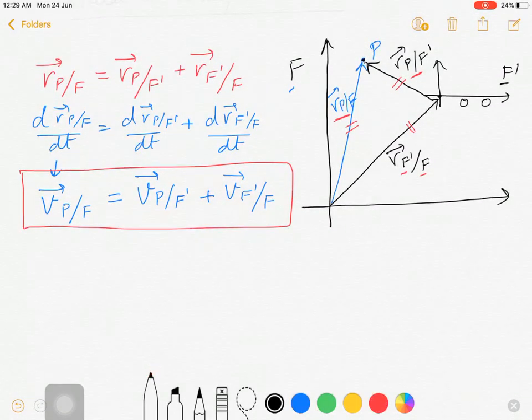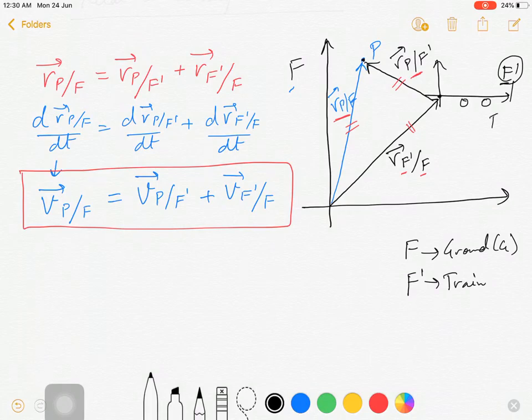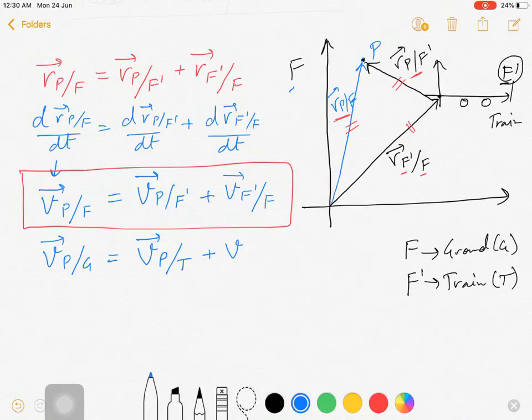So if we consider the fixed frame of reference F to be ground denoted by G and the moving frame of reference F dash to be a train, denoted by T, then this equation will become: velocity of particle P with respect to ground is equal to velocity of particle P with respect to train plus velocity of train with respect to ground.